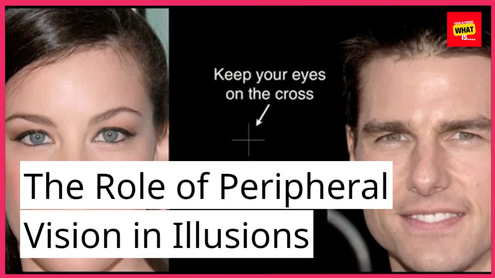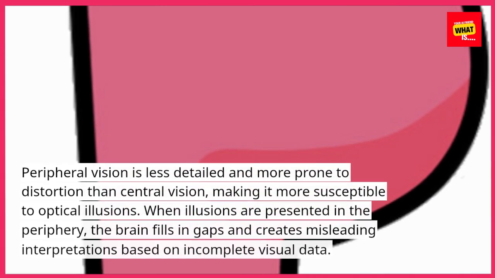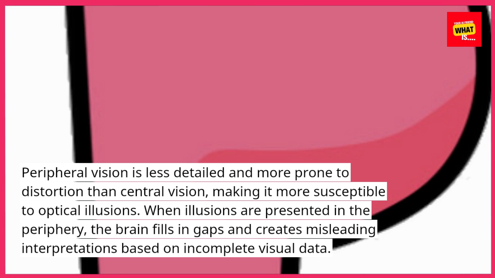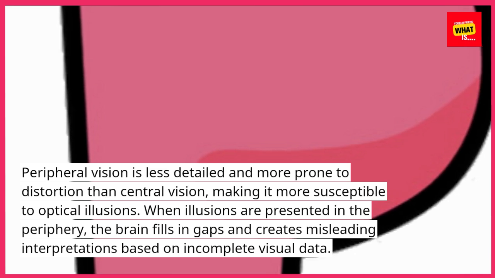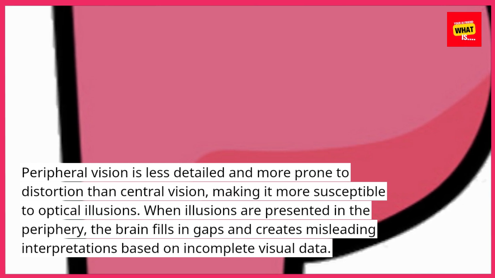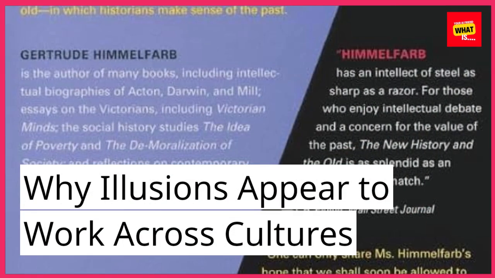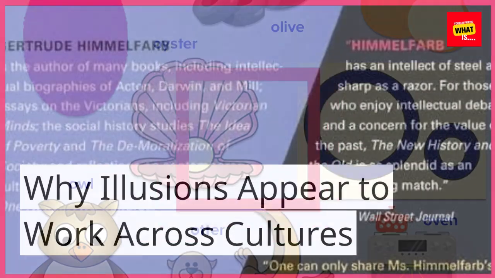The role of peripheral vision in illusions. Peripheral vision is less detailed and more prone to distortion than central vision, making it more susceptible to optical illusions. When illusions are presented in the periphery, the brain fills in gaps and creates misleading interpretations based on incomplete visual data.